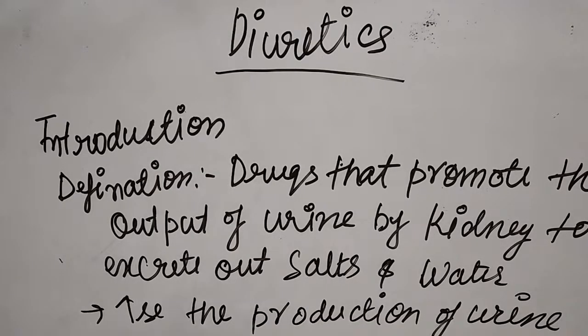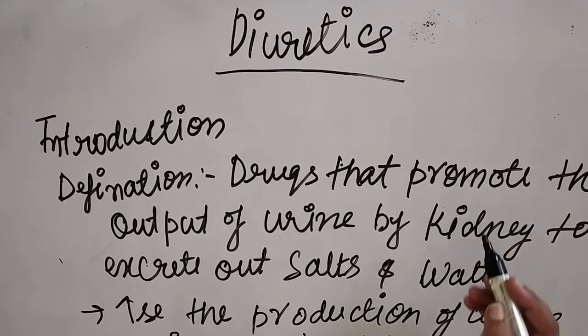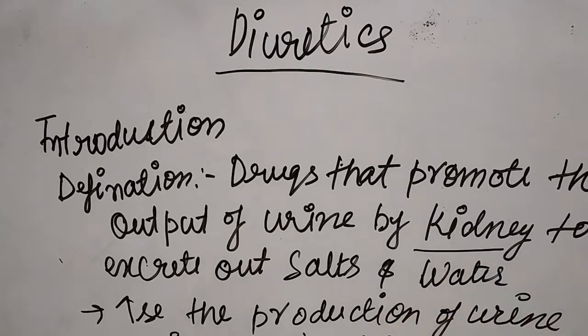So now the question arises: the urine formation takes place in the liver, but these drugs affect the kidney. So how is it possible? Because if we are saying that it increases the production of urine, but the urine formation takes place in the liver and this drug is affecting the kidney, how can we increase the urine formation?